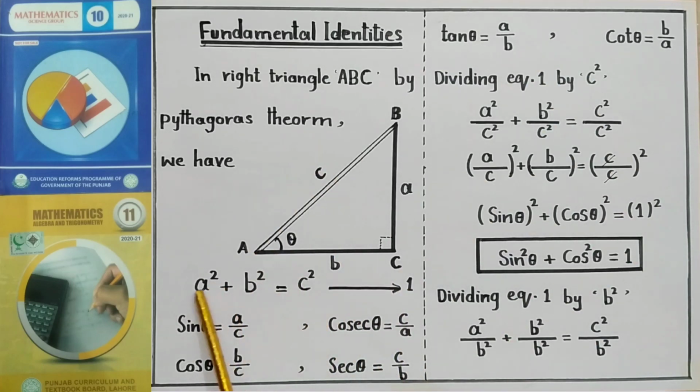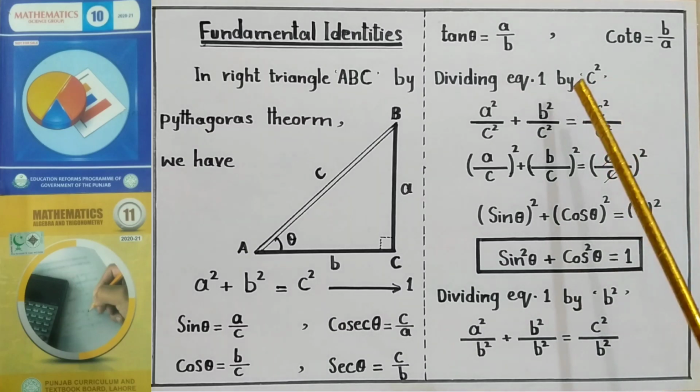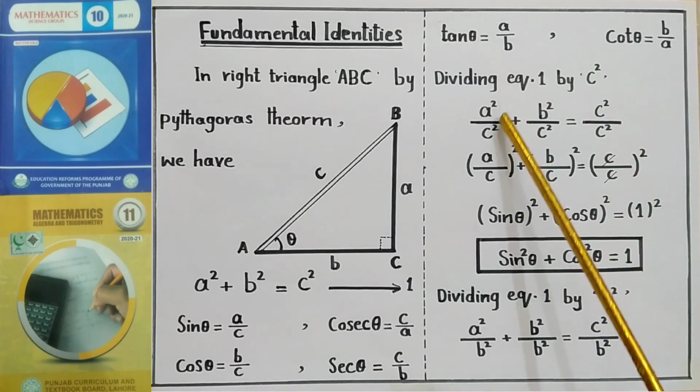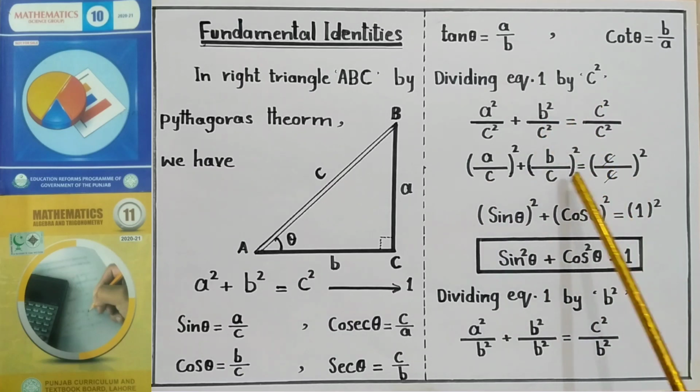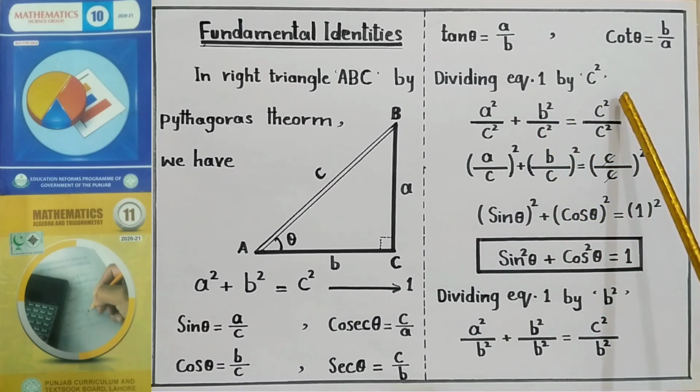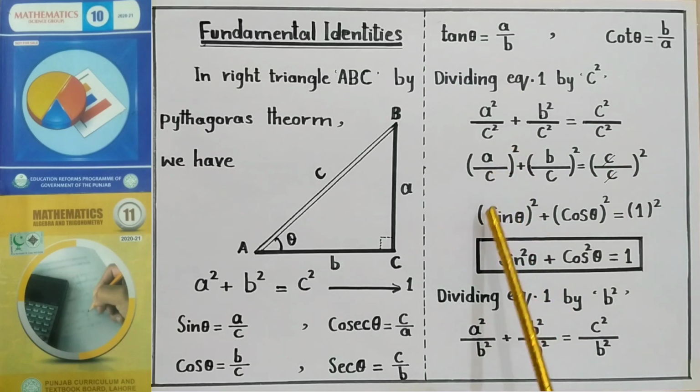Dividing equation 1 by C square. A square over C square plus B square over C square is equal to C square over C square. Written in the simple form, (A over C) whole square plus (B over C) whole square is equal to (C over C) whole square. C is cancelled with C, so 1 whole square.